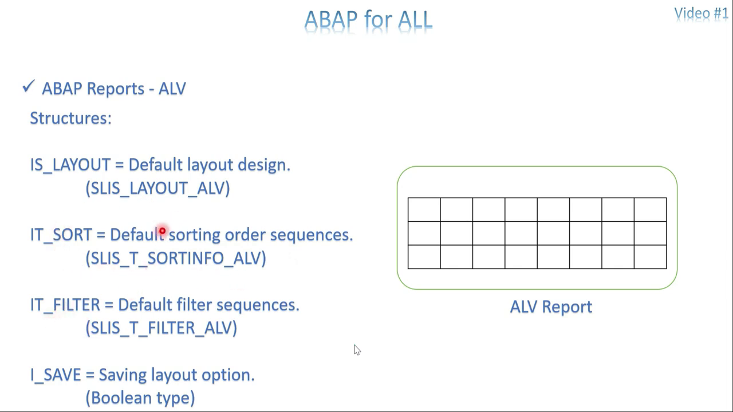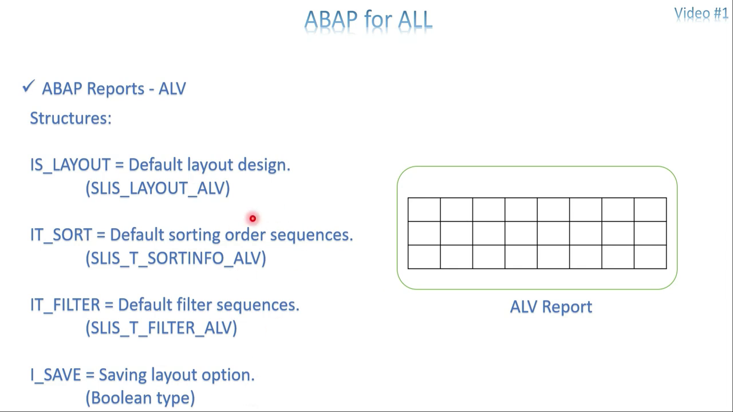Another one is filter. These are defaults: while executing a program, the report comes with this sorting order. Same for filter. If I have to implement a default filter, then you can go ahead with this parameter. This is also an internal table and it refers to SLIS_T_FILTER_ALV. I_SAVE is for saving layout options. In ALV we have different layouts that we are able to save. If that is the case, you have to enable this parameter, which is a variable kind of parameter, like empty or equal to X. So these are optional parameters.